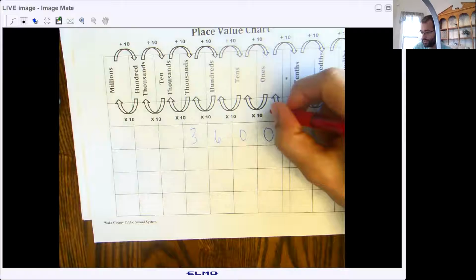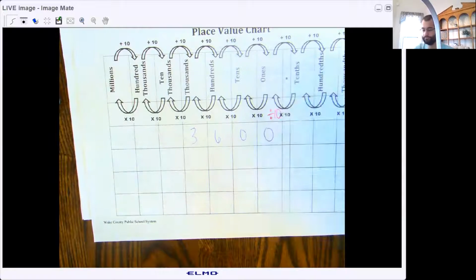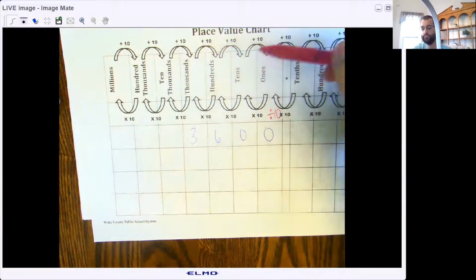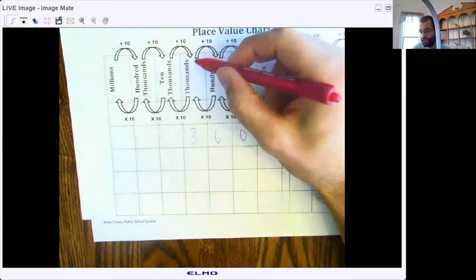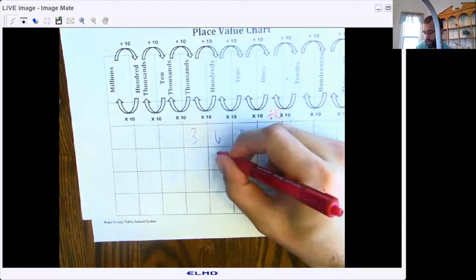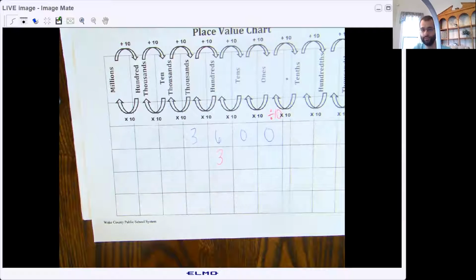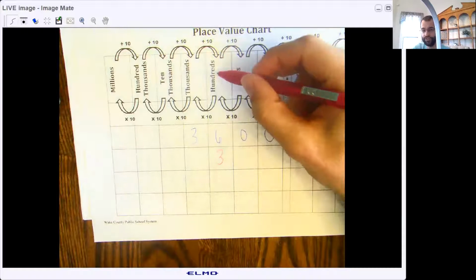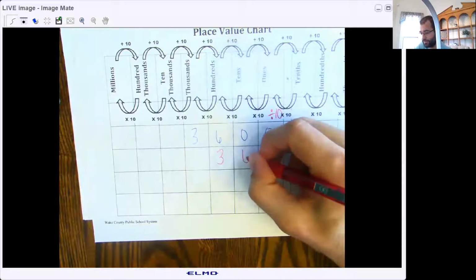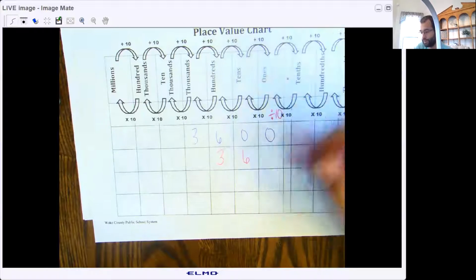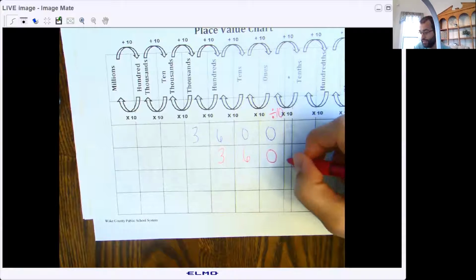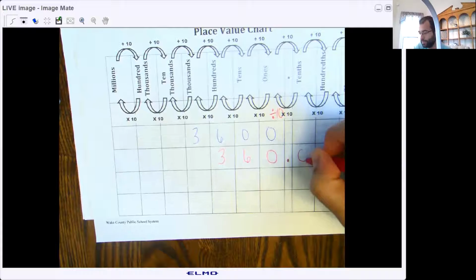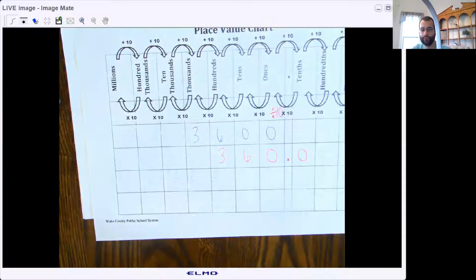Now, if I'm going to divide this number by 10, look at what you notice with your arrows. Each arrow is going to get smaller by one place. So my 3 that's in the thousands is going to get smaller and go to the hundreds. My 6 in the hundreds is going to get smaller and go to the tens. My 0 gets smaller and goes to the ones. And my ones get smaller and go to the tenths. So I need to put my decimal and then my 0.